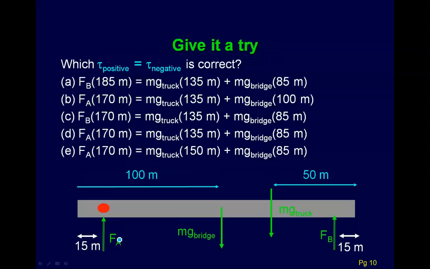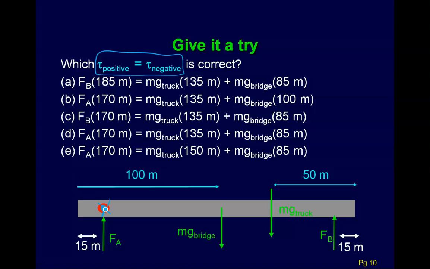So next is to move to what's probably the trickiest part about this, which is doing this torque stuff. Okay, again, it's always a little bit trickier, this new rotation business. Now I'm going to make the axis over here, this red dot that I'm coloring in blue, where FA is acting. And so you tell me what is the correct torque positive equals torque negative equation.